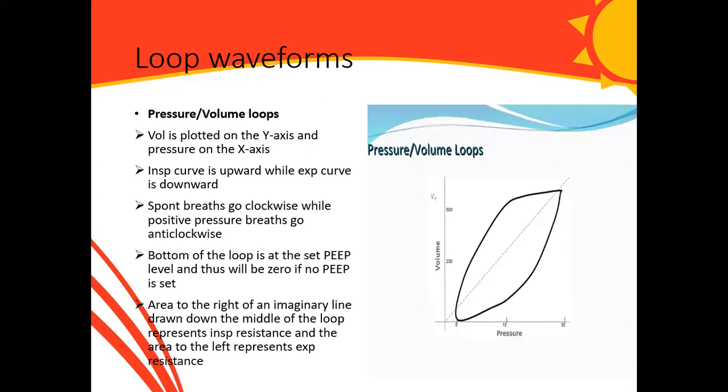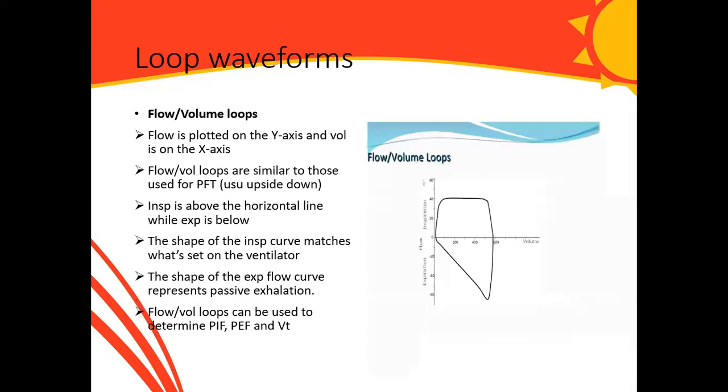Spontaneous breaths go clockwise, while positive pressure breaths go anti-clockwise. The bottom of the loop is set at PEEP, so it will be 0 if no PEEP is applied. The area to the right of an imaginary line drawn from the middle of the loop represents inspiratory resistance. So you can see that there is a lot of information you can derive. It's important for us to familiarize ourselves with these loop forms.